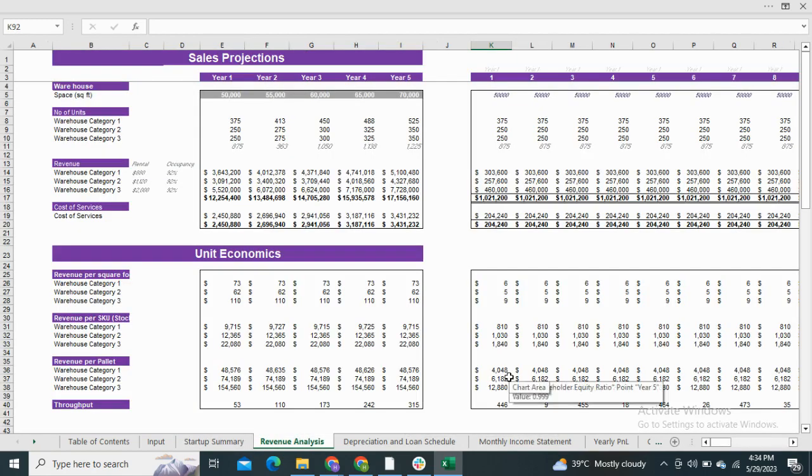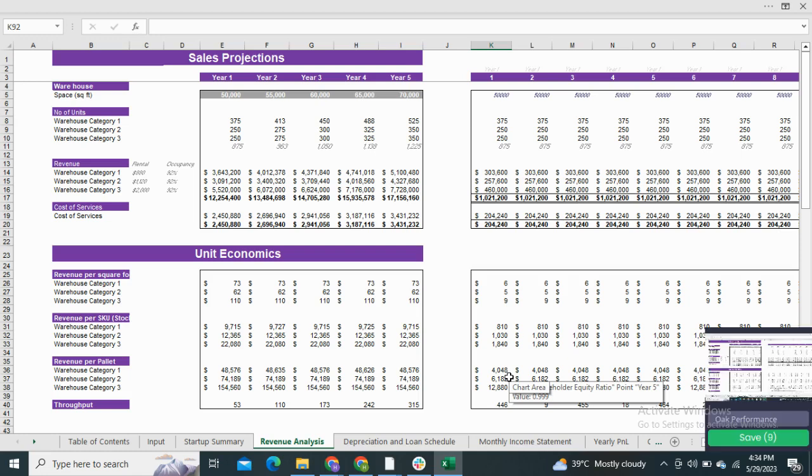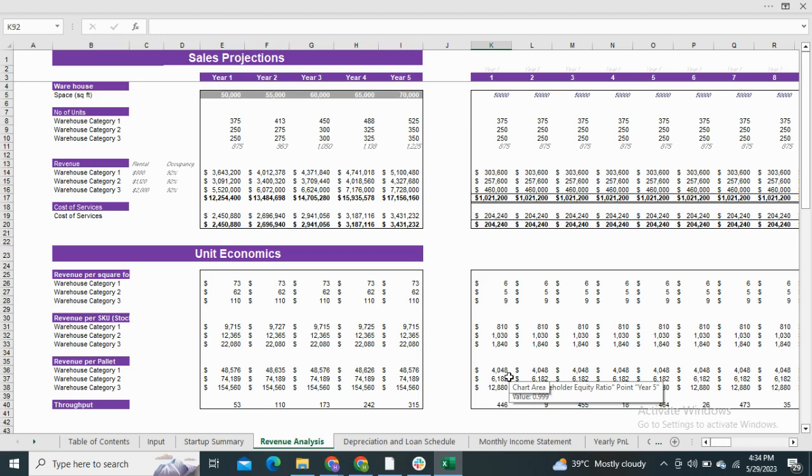Next, we have the revenue analysis. It provides the total number of units in each category of warehouse. The warehouse space is also given in the assumptions, the revenue generated from each category and the cost of services. The unit economics is also given. It shows the revenue per square foot, revenue per SKU, the revenue per pallet, and the throughput.